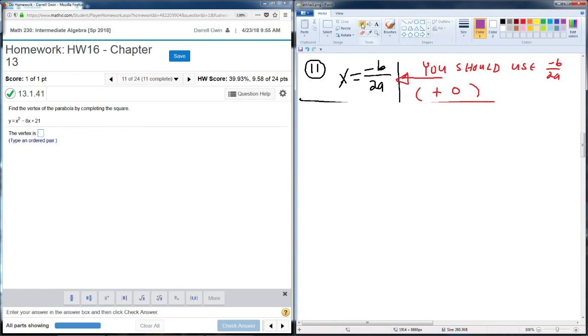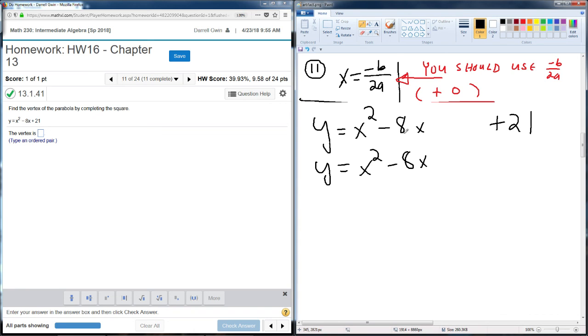Right, starting over. So we have y equals x squared minus 8x plus 21. Y equals x squared minus 8x. 8 divided by 2 is 4, negative 4. Negative 4 squared is 16. Plus 16 minus 16 plus 21. Y equals x minus 4 squared, and 21 minus 16 is 5. So that's (4, 5).